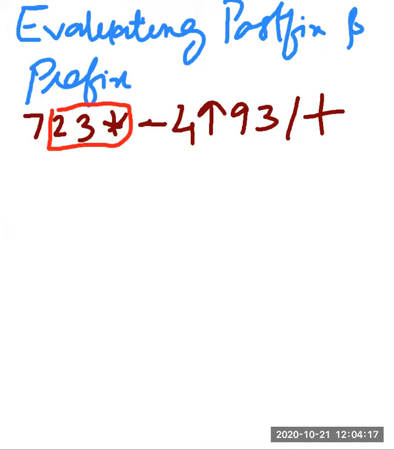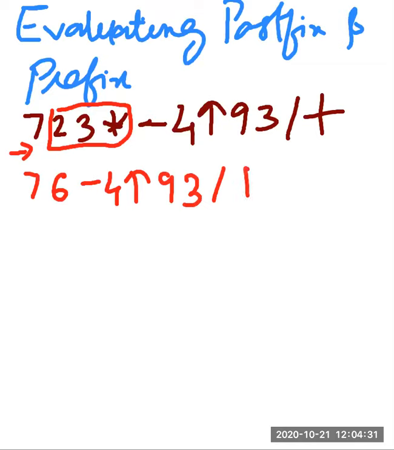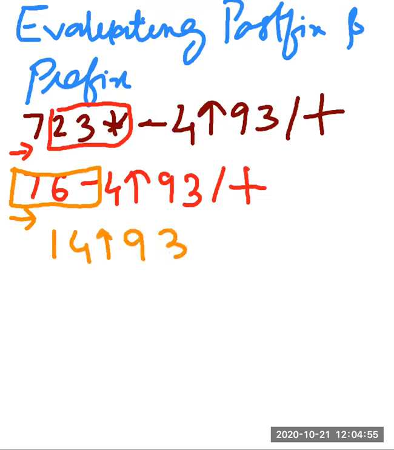So 2 into 3, it becomes 6. So this will become 7, 6, minus 4, exponent 9, 3, division plus. Now, again scan from left to right. You get the first operator here. So this becomes 7 minus 6. So this becomes 1, 4, exponent 9, 3, division plus.